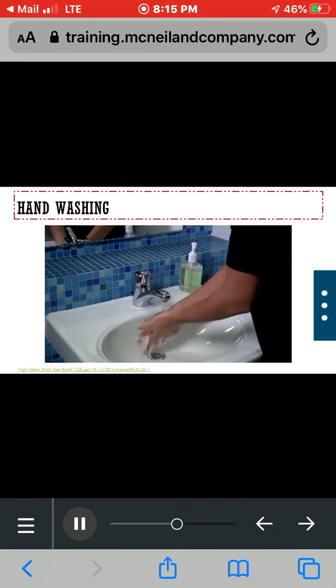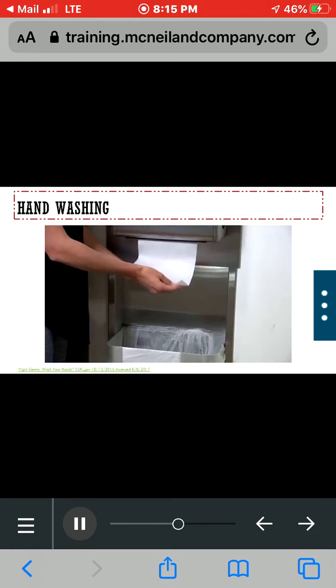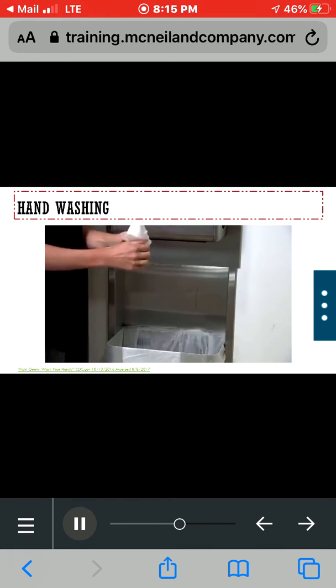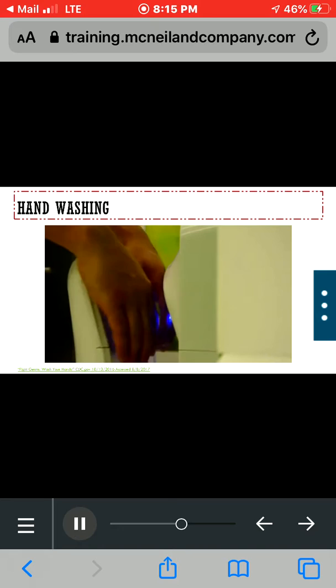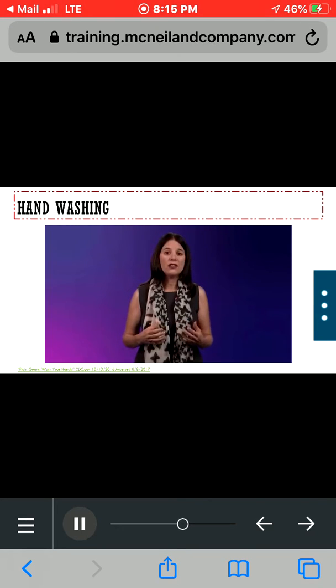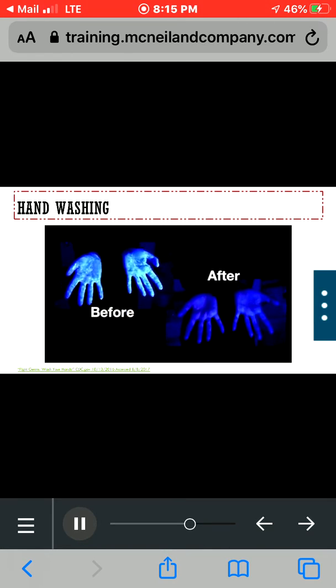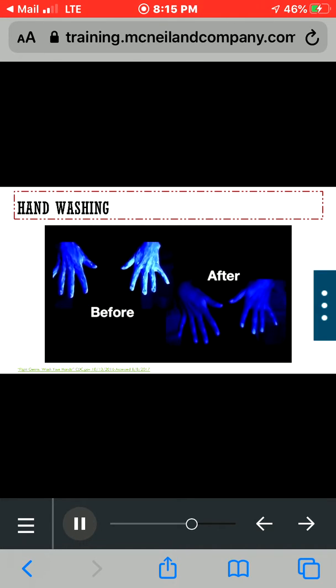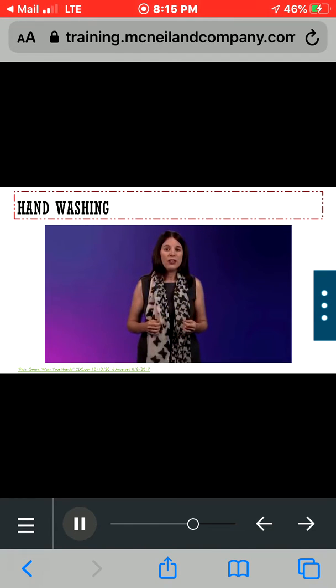Rinse your hands well under clean running water. Dry your hands using a clean towel, electric hand dryer, or air dry them. Washing your hands using the steps we just demonstrated is very important to get hands completely clean. Let's see how well we got rid of the germs and chemicals. Great! No more germs and chemicals. Why is this so important?